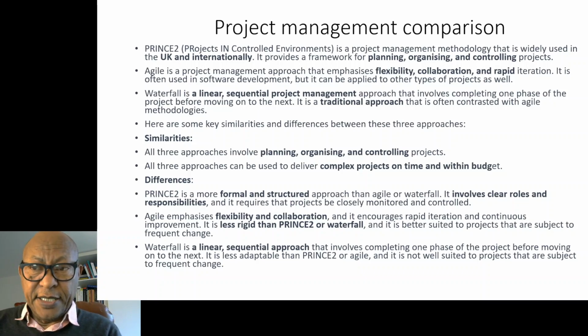Whereas waterfall is a linear sequential approach. What it means is you have to complete the first stage before you go to the second stage, and so on and so forth. It is not really adaptable to change compared to Agile. It is less adaptable than Prince 2 or Agile, and is well suited for projects that are not subject to changes in specification, whereas Agile is more suited for changes of specification.